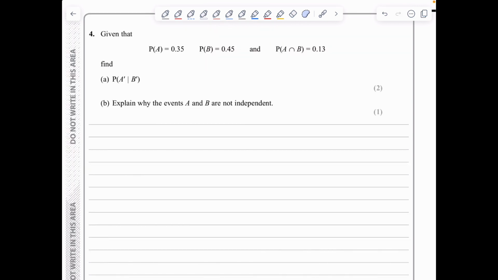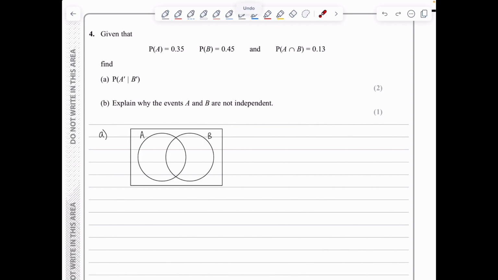In question 4, we've got the probability of event A being 0.35, the probability of B is 0.45, and the probability of their intersection is 0.13. And we need to find the probability of A dash given B dash. Well, it makes sense to draw a Venn diagram here just to illustrate everything that we know. So we've got two sets, A and B.